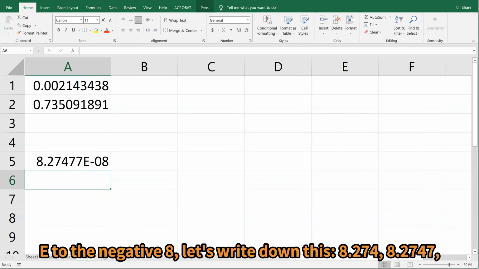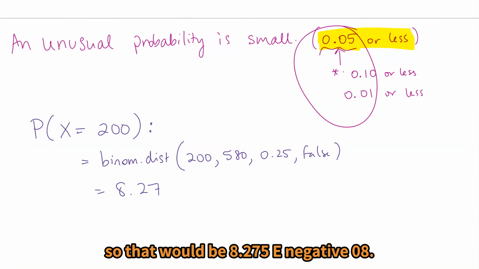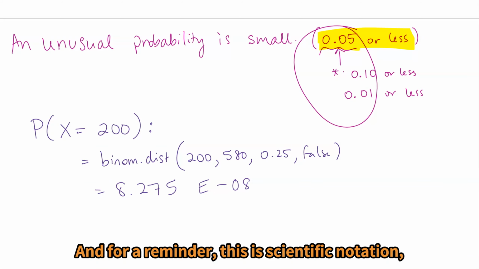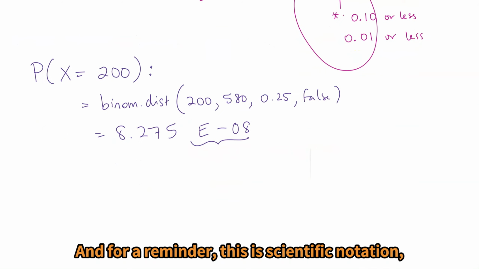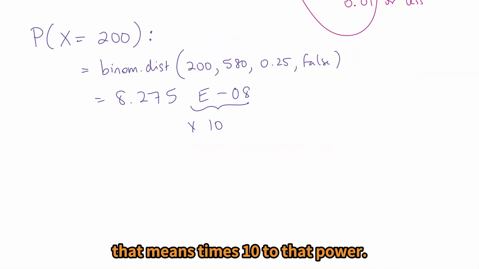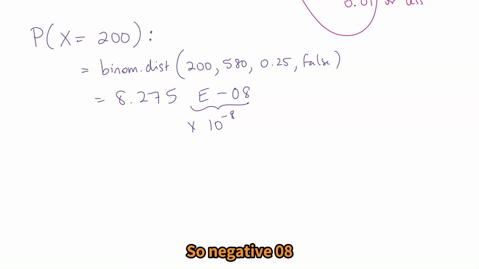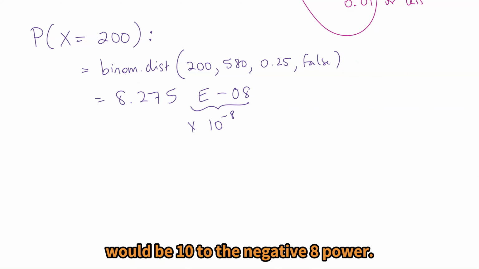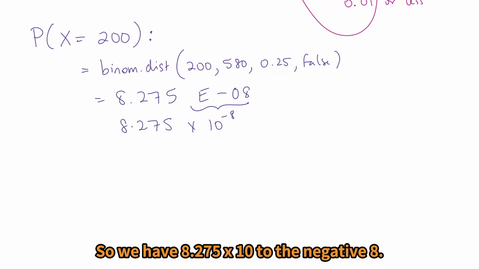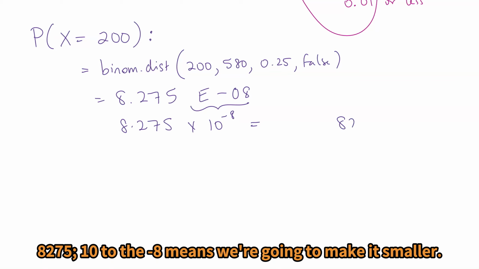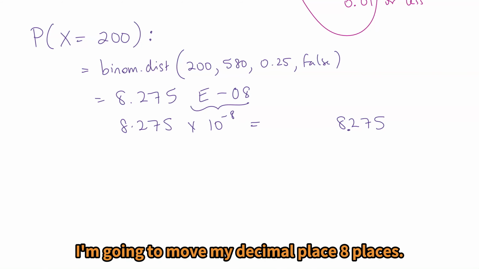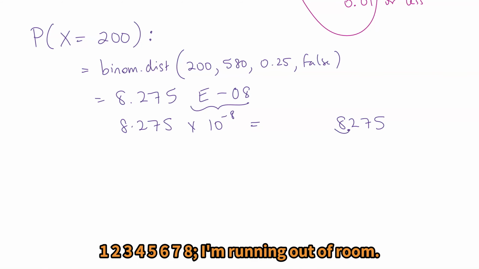Let's write this down: 8.275 e negative 08. And for a reminder, this is scientific notation. That means times 10 to that power. So we have 8.275 times 10 to the negative 8. 10 to the minus 8 means we're going to make it smaller. I'm going to move my decimal place 8 places. 1, 2, 3, 4, 5, 6, 7, 8.